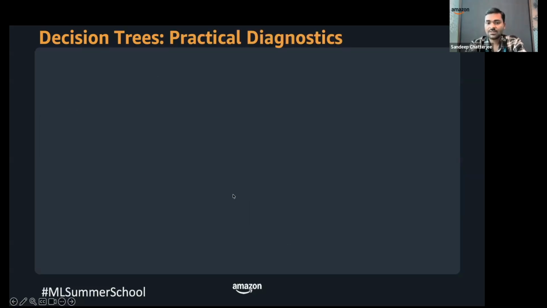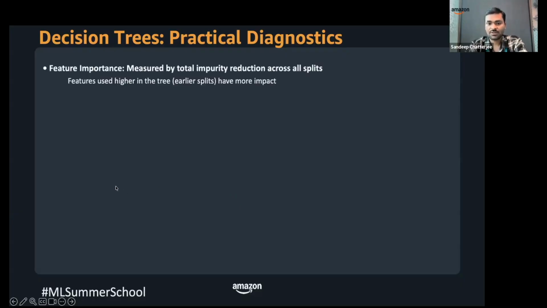So all right, let's dive into some of the most practical aspects of using decision trees, starting with feature importance. When you throw a massive dataset at a decision tree with dozens of features, you usually want to know which of these features actually drove the predictions. The tree calculates this by looking at the total impurity reduction across all the splits where a specific feature was used. Intuitively, the features used higher up in the tree, closer to the root, have the biggest impact because they are separating the largest chunks of the data very early.